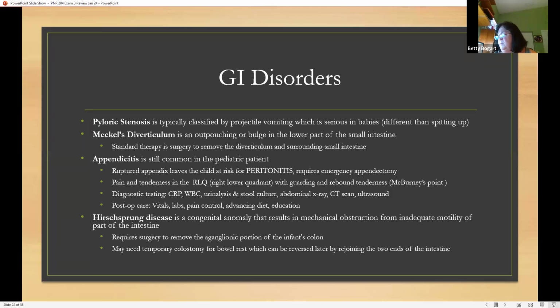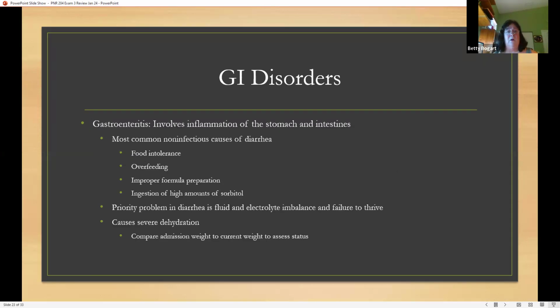Hirschsprung's is when there's a piece of bowel that does not function right. And we'll do either a colostomy and close it later, removing that piece, or what we call a pull through, where we just take out the piece and then connect it right to the anus. But there's some sort of intestinal surgery that will be done because that piece of intestines doesn't have nerves, it doesn't work.